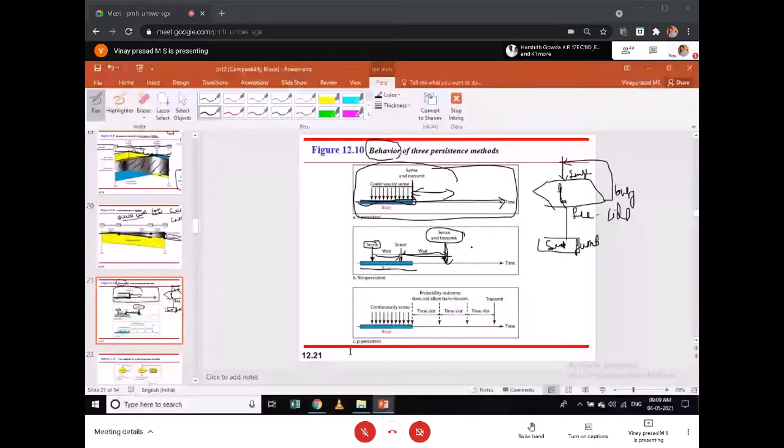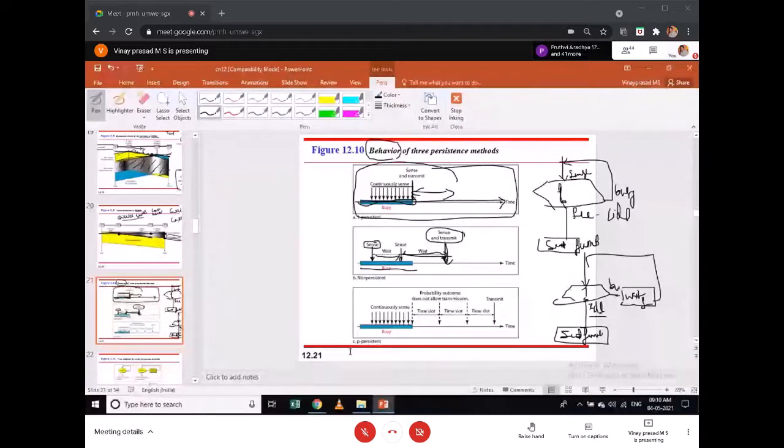So what we do here is sense the channel. If it is busy, you wait for some random time, and again you sense. If it is idle, then you immediately send. So this was the flowchart. Check the channel. If it's busy, you wait for some random time, again you sense and check again. If it is busy, again you wait a random time and check again. If it's idle, then you can send.